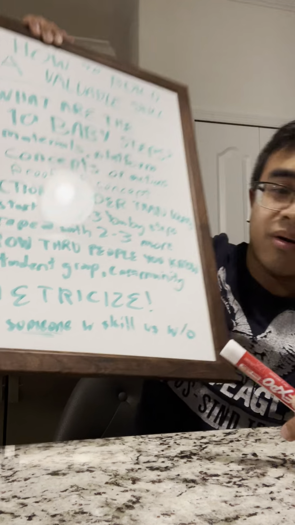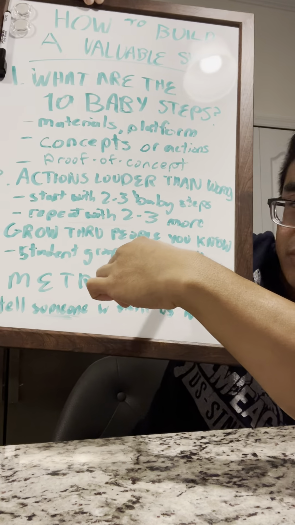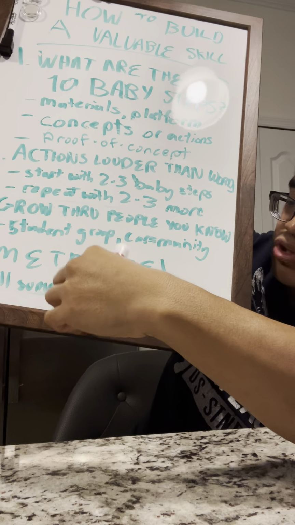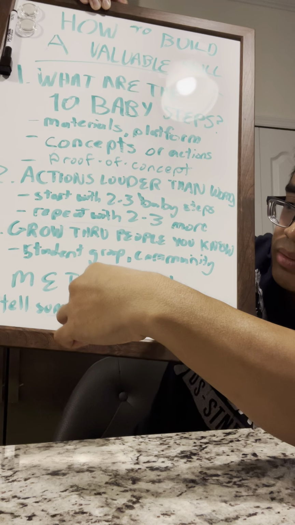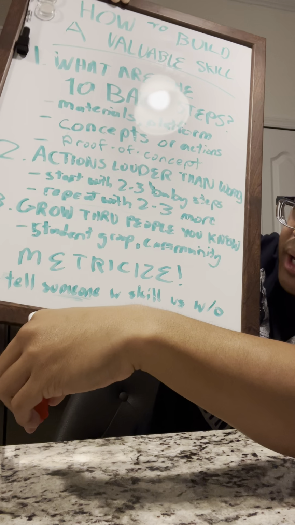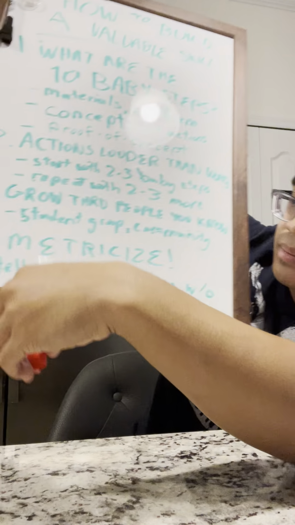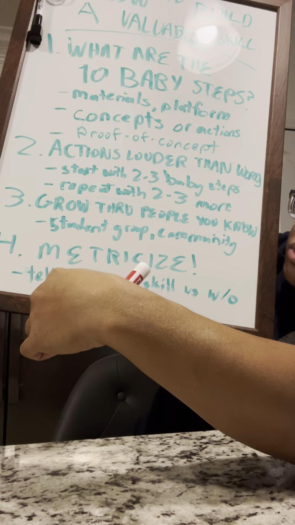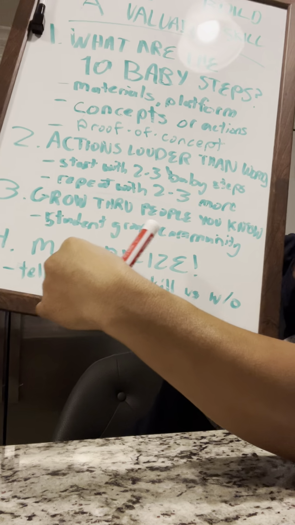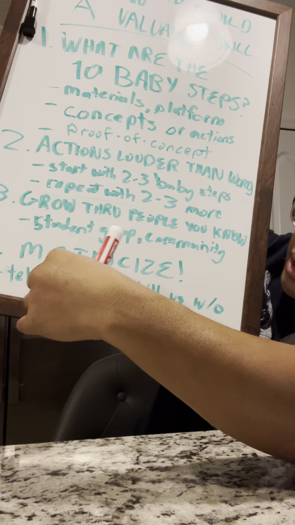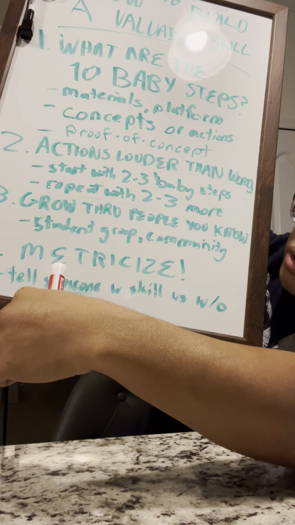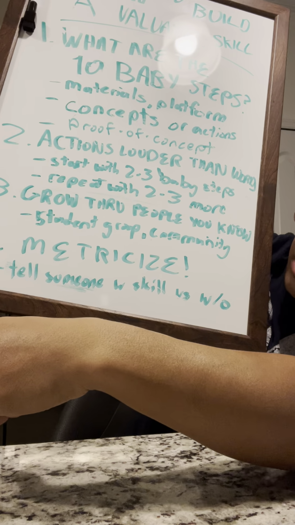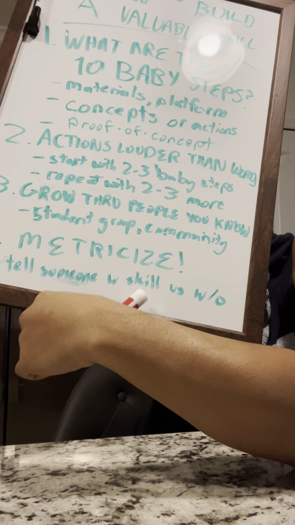Okay, and tying in with step 3, growth through people you know, you have to know how to metricize. What do I mean by that? You want to get numbers, like you will be able to count or track your progress through step 3, growth through people you know, where you enact your skill. You want to have some sort of progress or numbers that you can present to someone who has that skill.